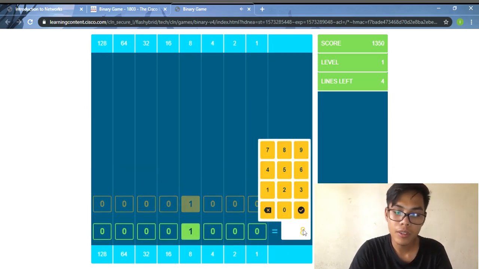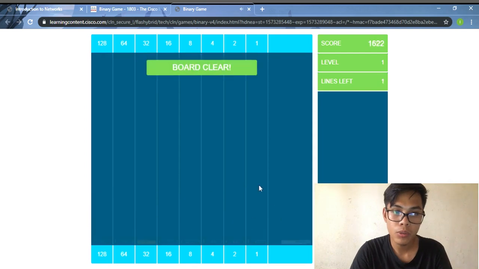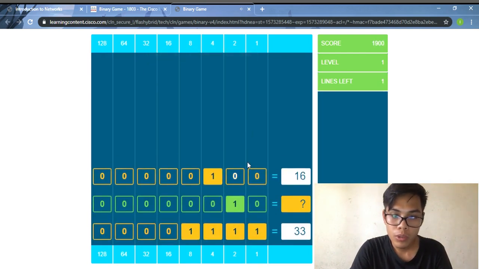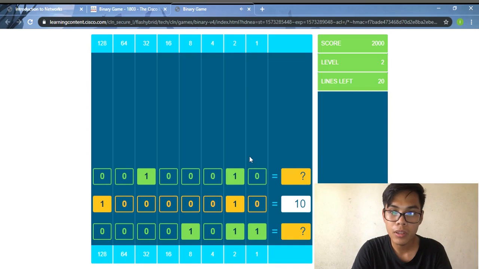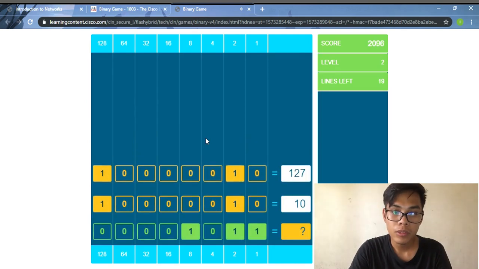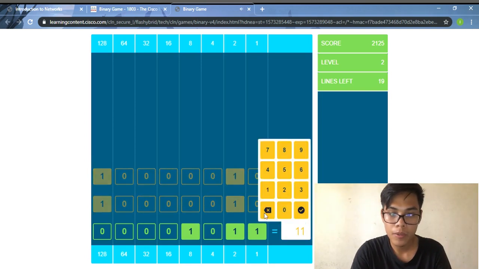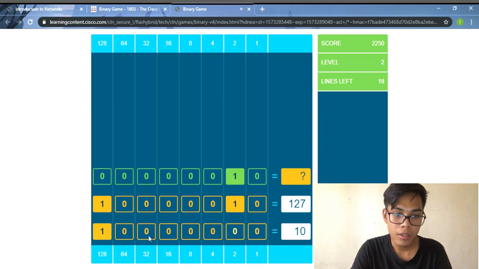This is 8. This is supposed to be 1. It's 0. 32. Oh, 16. Level 1 complete. So level 2. This is 34. So 127. Let's just try this first, easier. This is 11. It's 10.